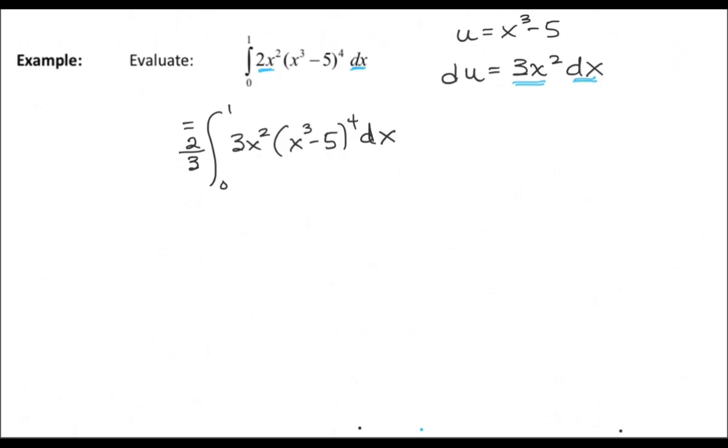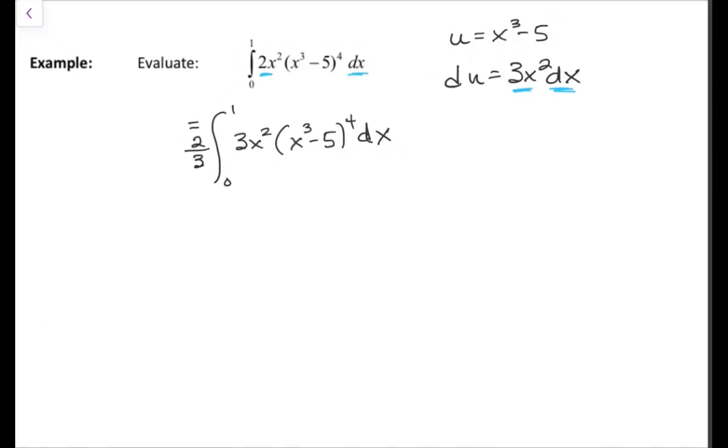So now I'm going to make my substitution. My new integral, after I substitute, will look like this. I'll have my 2/3 out in front of my integral symbol, and I'm going to replace the x cubed minus 5 with u. So I'm going to have u to the 4th power, and my 3x squared dx is now du. So I want to integrate u to the 4th, and I want to multiply by 2/3 in the end. Now, I didn't put any limits of integration on here because I need to talk about how those limits are affected by this substitution.